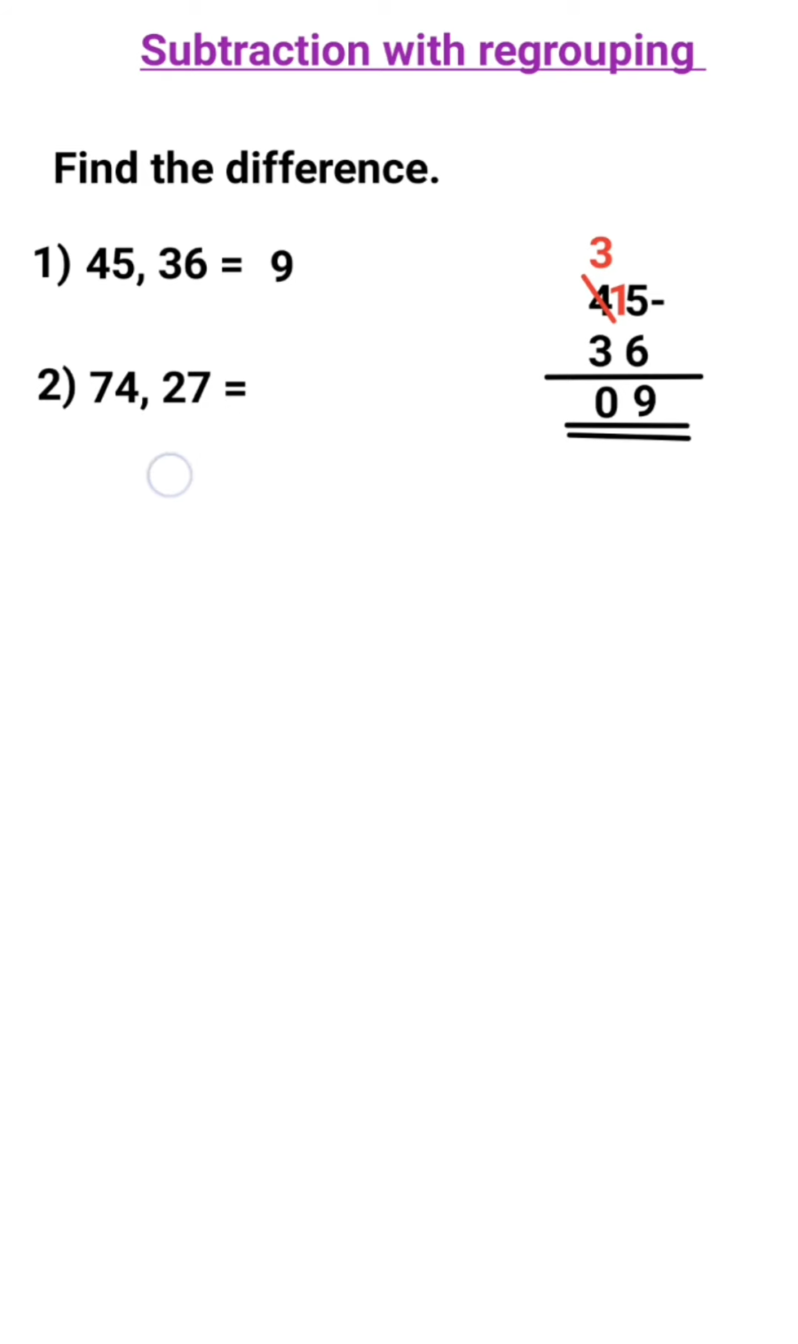74 and 27. We have to find the difference between these two numbers. So here in the ones place we have 4 in 74 and 7 in the ones place in 27. So we can't subtract 7 from 4. So we should make this 4 a bigger number. For that we should borrow from the nearest place. When we borrow from the tens place, we will get 1 ten. So we can write that 1 before 4. Now the number is 14.